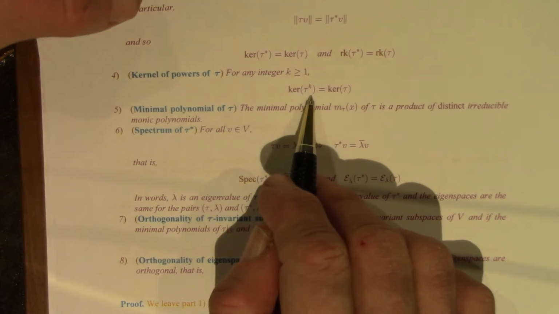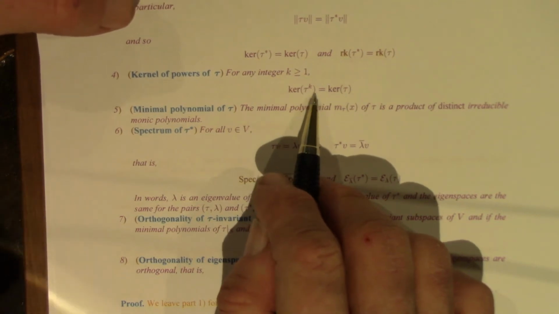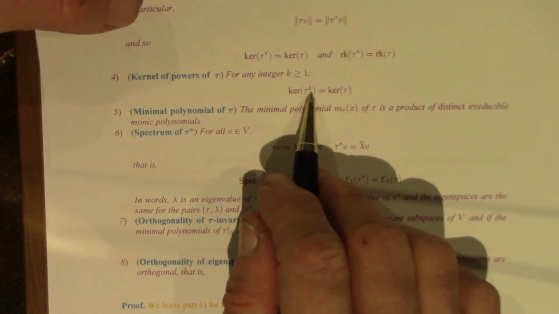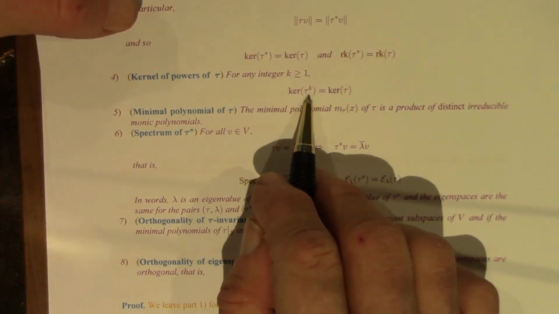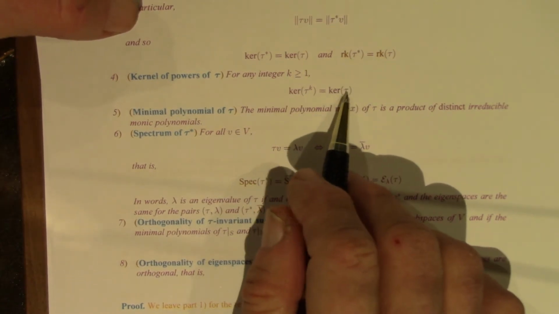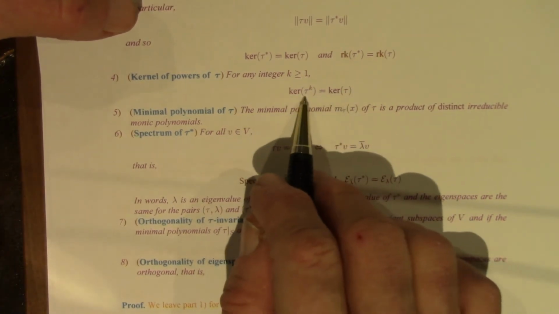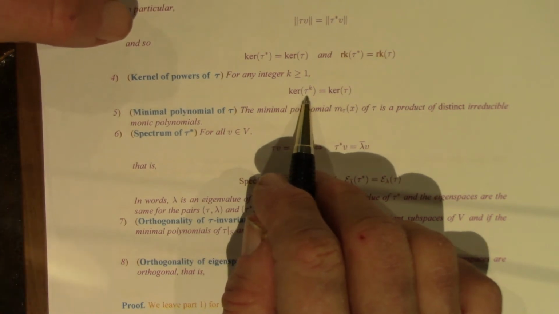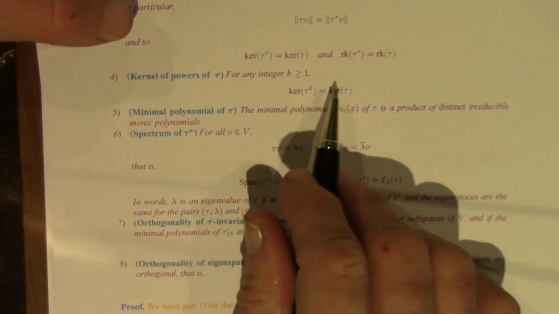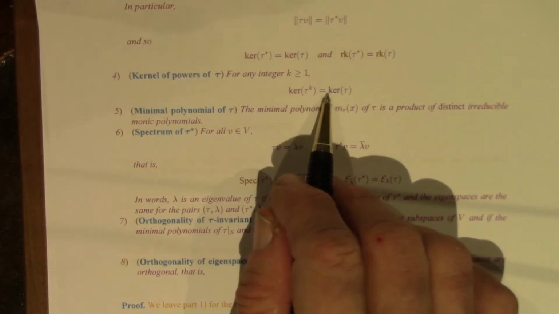This is a very interesting property and characterizes a lot of the essence of being normal. The kernel of any power of tau, any positive power of tau, is the same as the kernel of tau. For any operator, if tau kills a vector v, so will any higher power of tau. So there is an inclusion going one way here for any operator. But if the operator is normal, then this becomes an equality, and that's going to have some interesting consequences.